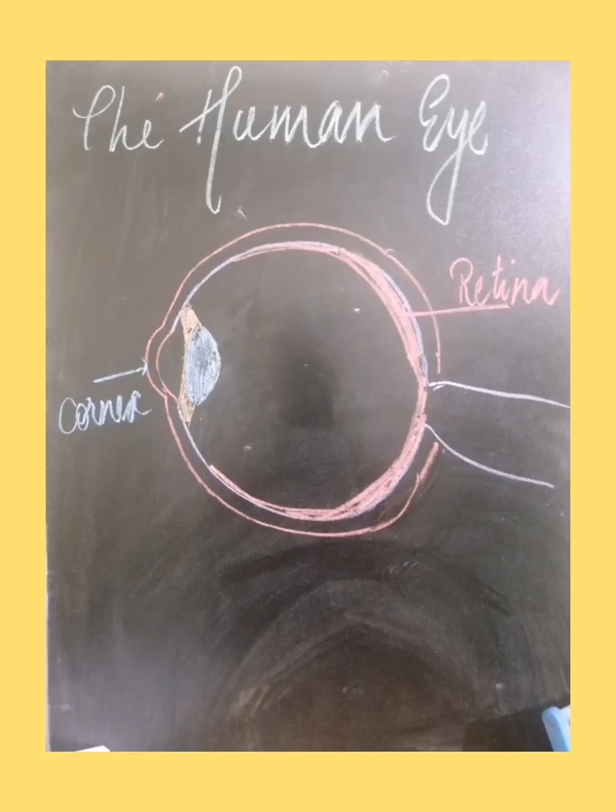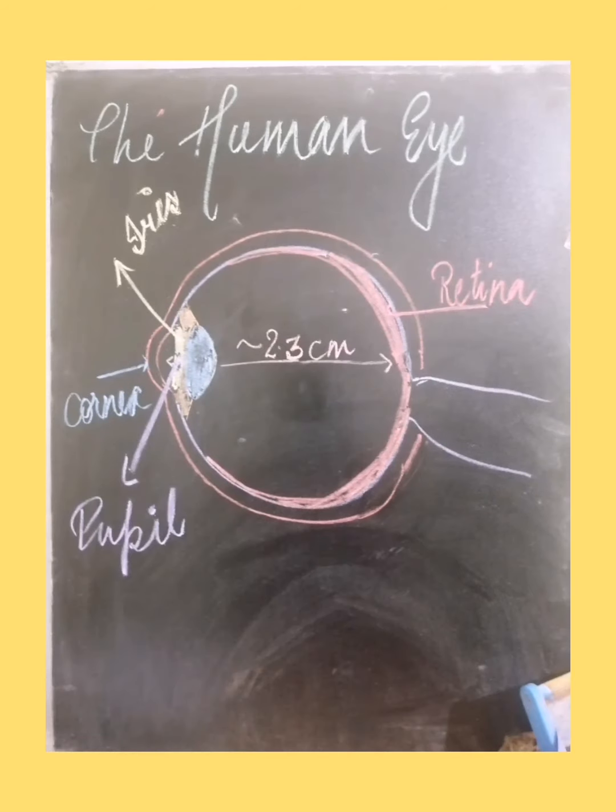So first, cornea. Cornea is a transparent bulging out part of the eye. As you can see in the diagram, it is bulging out from a ball-like structure, that is our eye. It is bulging out and it is transparent. Another is retina. Retina is a screen for our image. Here on the retina, the image is formed, from where we can see the objects around us.